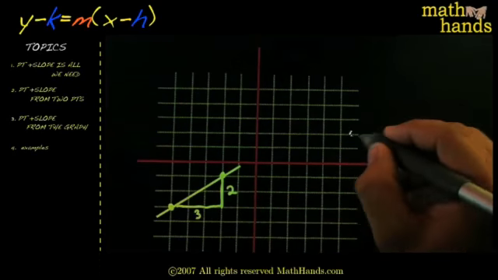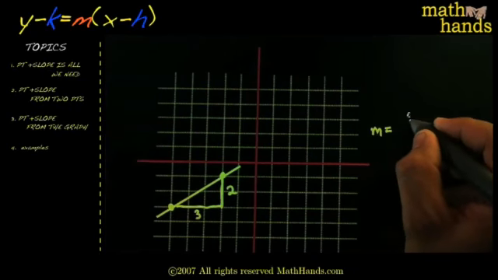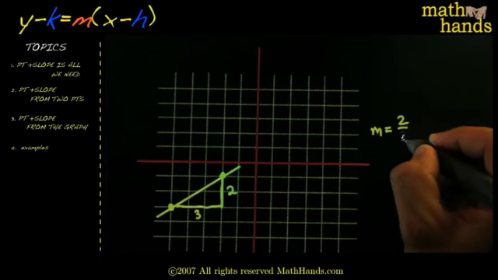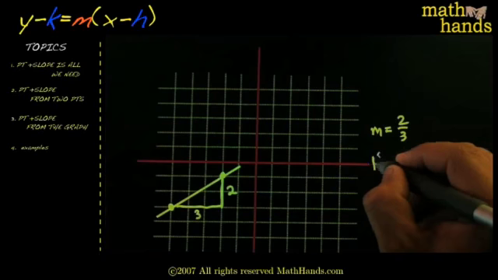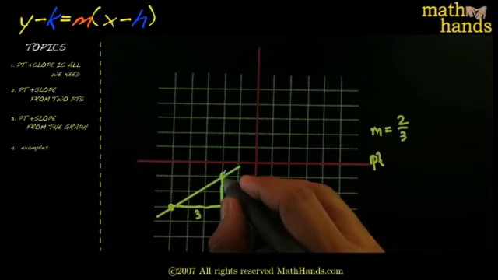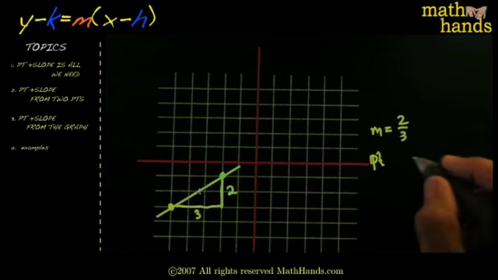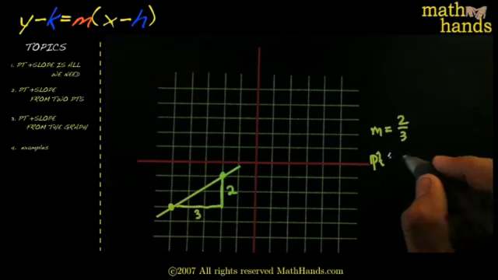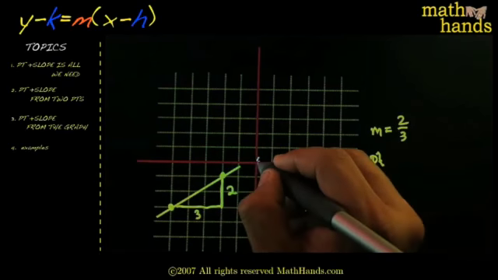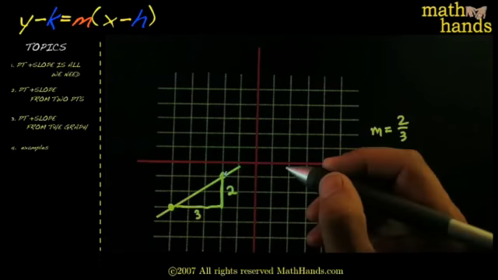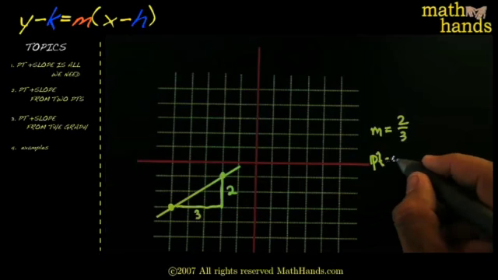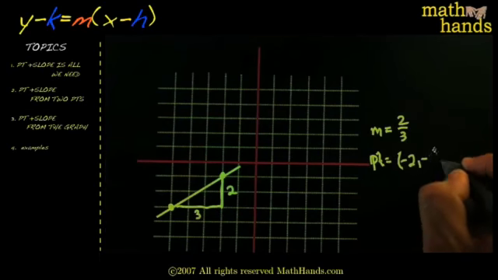So hey, I've got it right here. The slope is equal to 2 over 3. And I need a point. Which one will do? That one or that one? Doesn't matter. Either one is as good as the other. Let's take this point right here. What are the coordinates? Negative 2, down 1. So the point is (-2, -1).